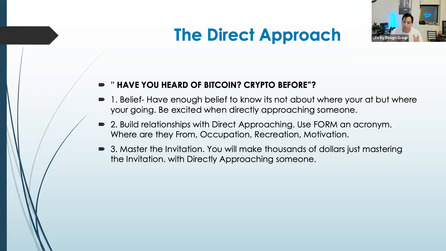See what I'm saying? With the direct approach, both online and offline, you've got to have a certain type of belief and confidence behind it. I also recommend that when you're talking to people with the direct approach, you build relationships with them as quickly as you can. When building relationships, you can use form: where someone's from, what their occupation is, what they do for recreation, and what motivates them. I always recommend building a quick relationship or having some small talk in the beginning, so you can warm the person up. Once you approach and prospect them correctly, by complimenting them, forming them, and then giving them the direct line, you're going to want to invite them to an opportunity call. So that's the direct approach.